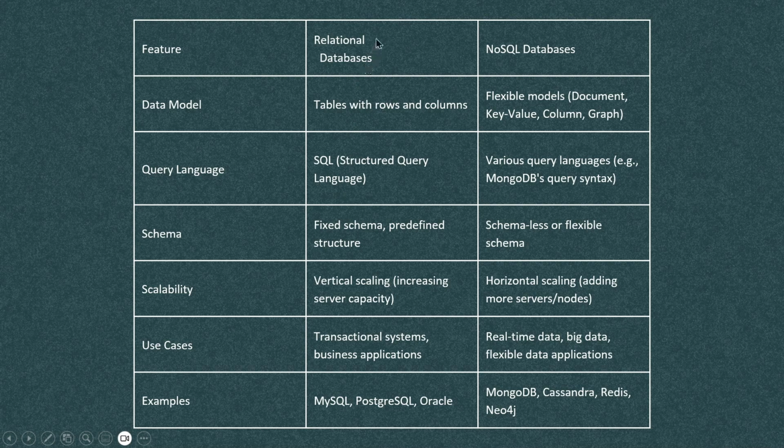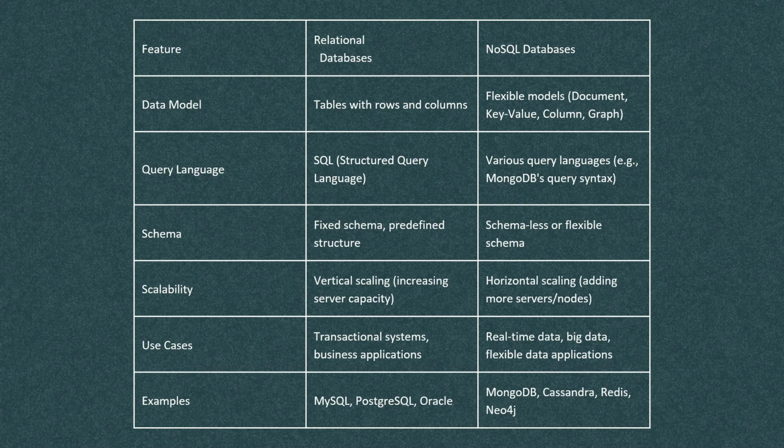So this second column represents the relational database, and the third column represents the non-relational or NoSQL database, and the first column represents the key features which are essential for both and how they differ, right? So if you check the first feature, data model: in relational databases, the data is represented in the form of rows and columns.